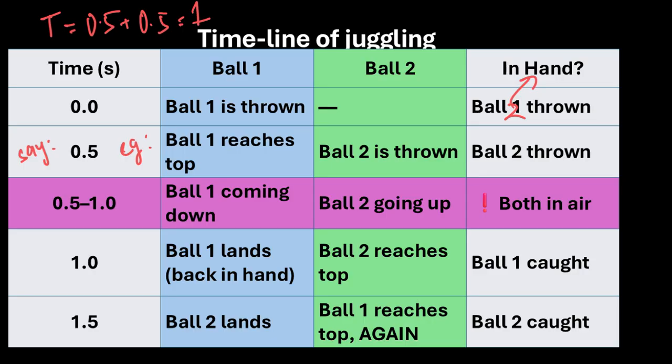Now at 1 second, ball 1 will reach back in hand, which means there is only ball 2 at its maximum height. Ball 1 is caught back again. At 1.5 seconds, ball 2 will land. And what will happen to ball 1? Ball 1 will reach the top again. Okay.